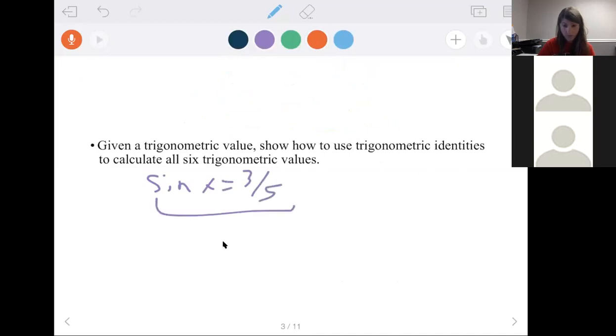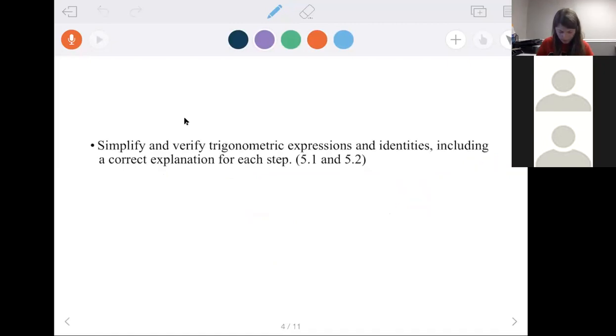Usually, if I tell you something like this, I also need to specify what quadrant. So in this case, if we were in quadrant 1, could you find all the others? And the key in this one is to use your Pythagorean identity to go after cosine. And once you know sine and cosine, you can find tangent, and then you can use all your reciprocals. So let's go ahead and take a look at this one.